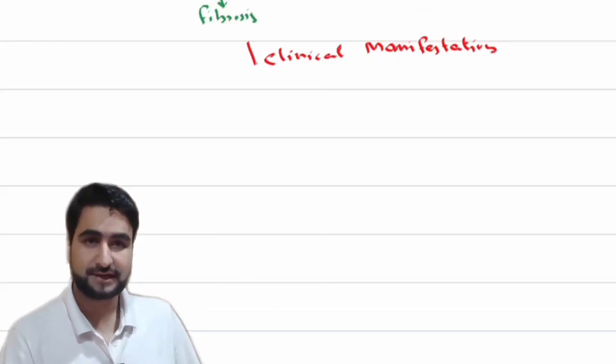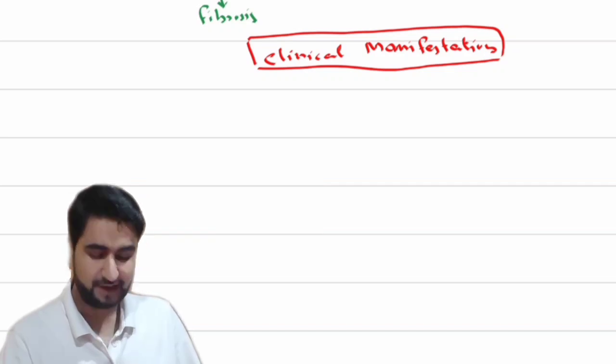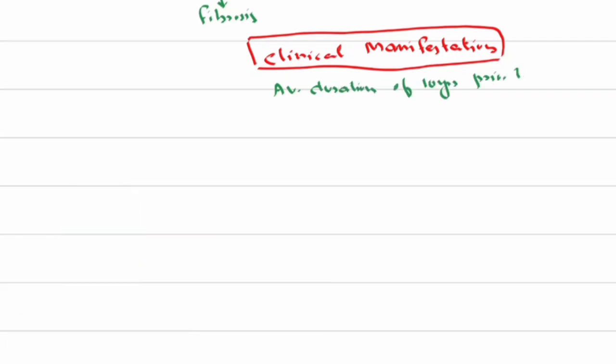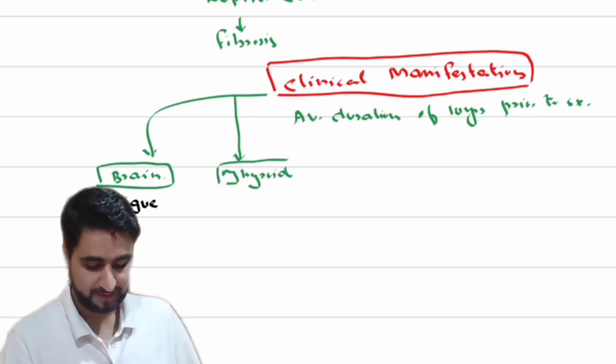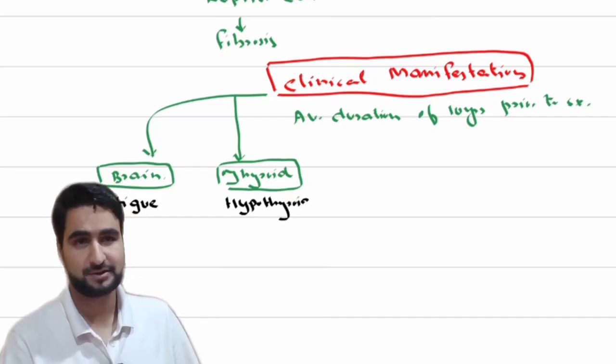Now, coming to the clinical manifestations of hereditary hemochromatosis. The average duration of the disease is around 10 years before onset of symptoms. Starting from the symptoms related to the brain, there can be fatigue and hypopituitarism, and there can be hypothyroidism in patients with hereditary hemochromatosis, due to deposition of iron in the thyroid.